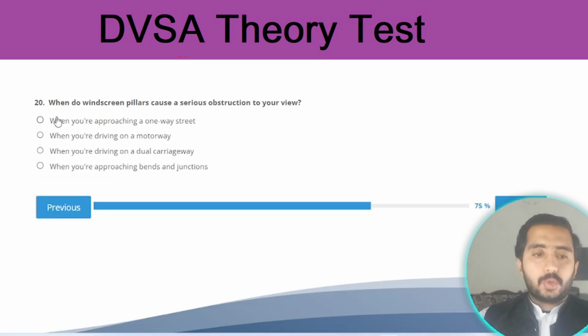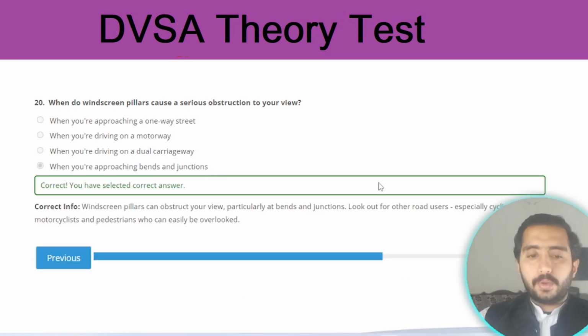Next question, question number 20. When do windscreen pillars cause a serious obstruction to your view? The correct option is when you are approaching the bends and junction. Option D is the correct one.